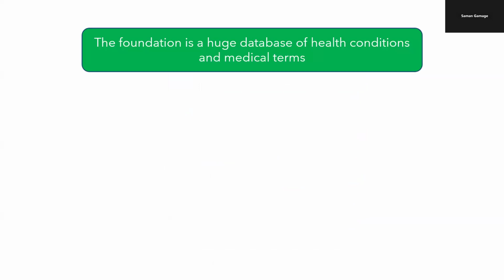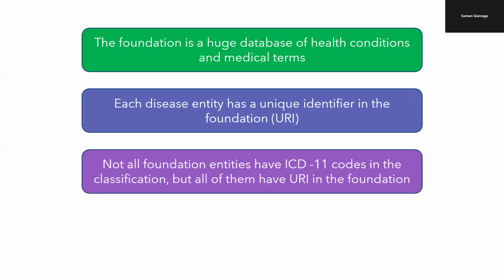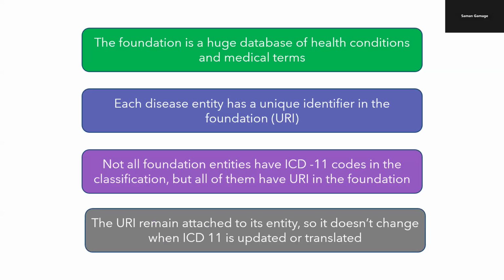The foundation is a huge database of health conditions and medical terms. Each disease entity has a unique identifier in the foundation, which is known as URI. Not all foundation entities have ICD-11 codes in the classification, but all of them have a URI in the foundation. The URI remains attached to its entity, so it doesn't change when ICD-11 is updated or translated. With new updates, the URI will remain the same and it will not change.